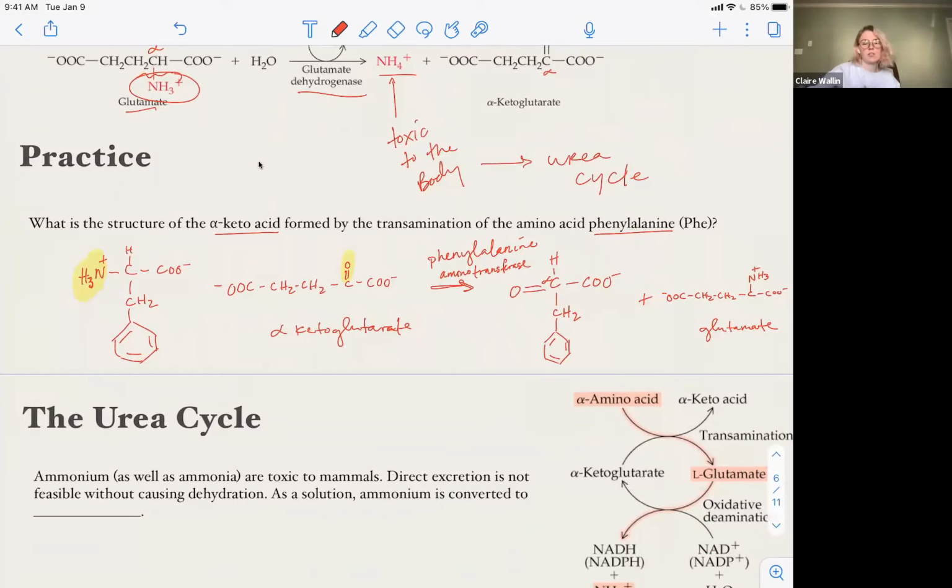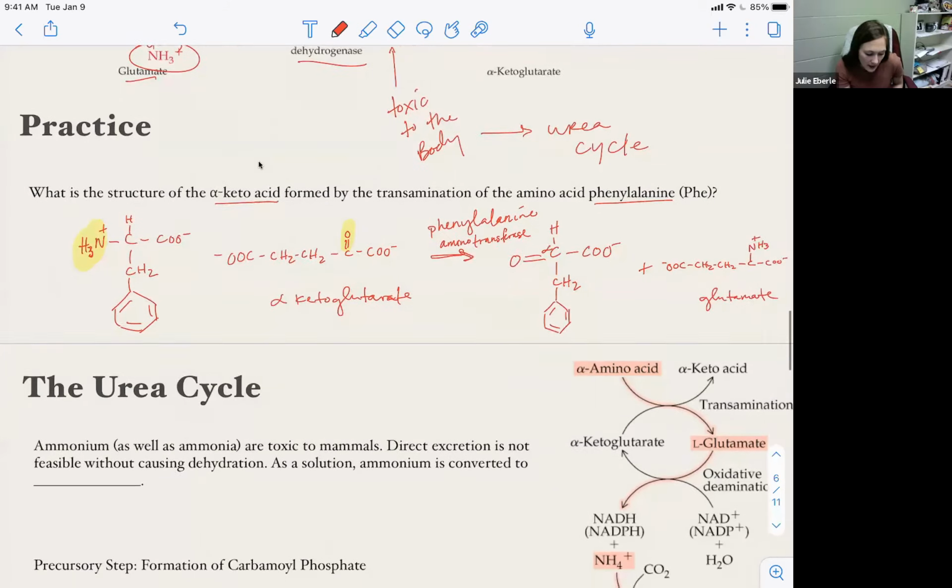On the exam, do you want us to name the reaction, like as a transamination, or like title it like the phenylalanine? Oh, name the enzyme. Yeah, because you know it's going to be an amino transferase, and then depending on what amino acid you're given, you would just say it's that amino transferase. Okay, thanks. Yep.